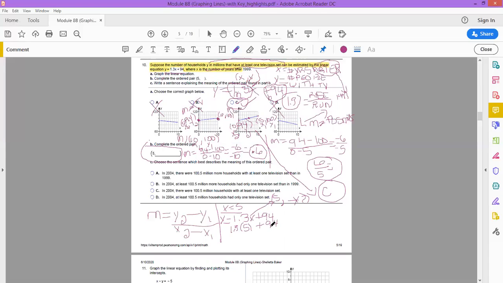When we multiply 1.3 times 5, we'll get 6.5. And 6.5 plus 94 will be 100.5. That's our y coordinate, and that's what we'll fill in this space with: 100.5.